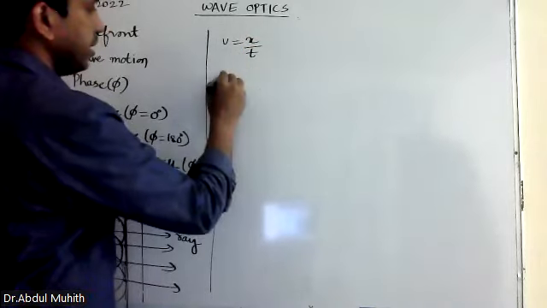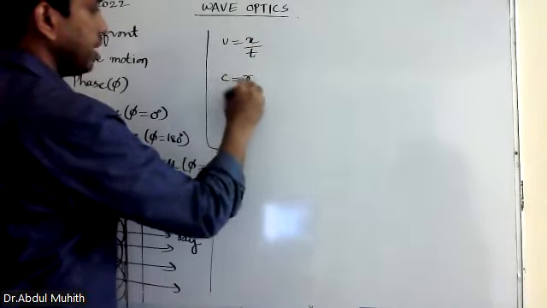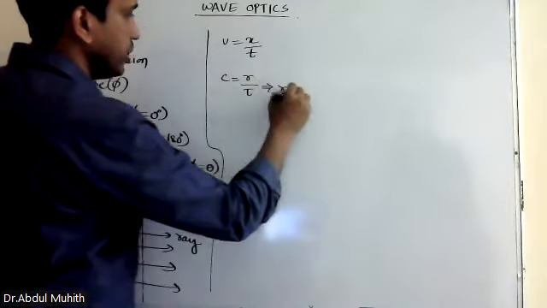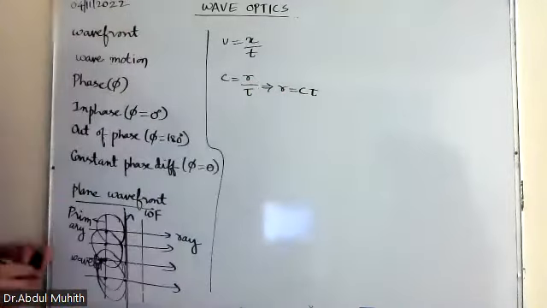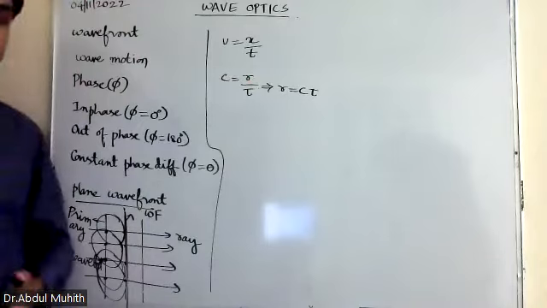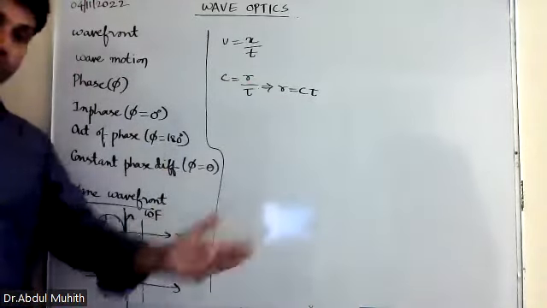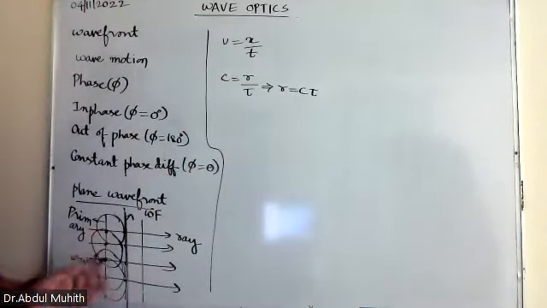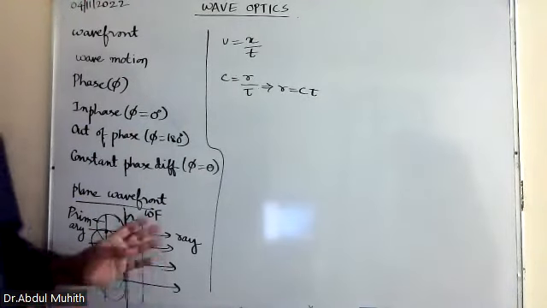So we are writing here, C is equal to R by tau, which implies R is equal to C tau. So if you want to find out the radius of the circle, first multiply the speed of light by the time you want. According to that, you can draw the circle or the sphere.